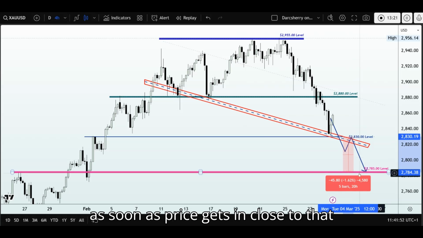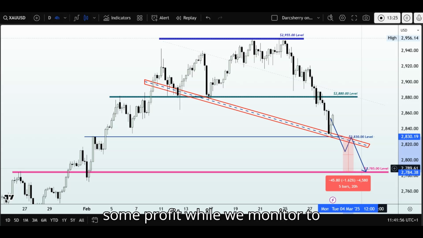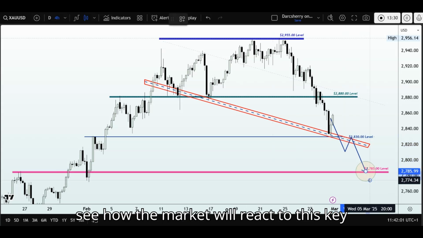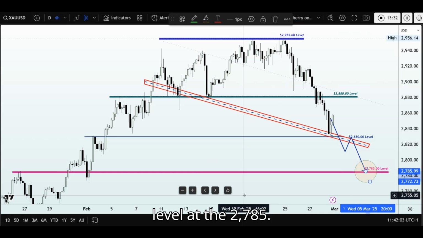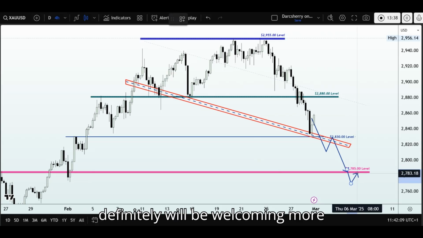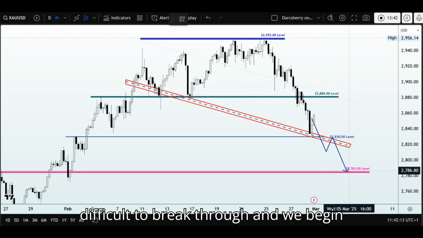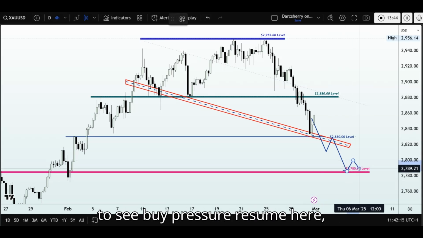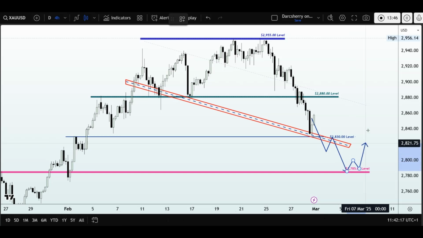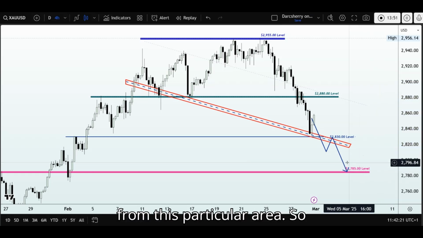And as soon as price gets close to that key level, we move our stop losses, secure some profit while we monitor to see how the market will react to this key level at the 2,785. If price breaks down the key level, this definitely will be welcoming more selling ideas. But if sellers find it difficult to break through and we begin to see buy pressure resume here, it could welcome new buying ideas from this particular area.